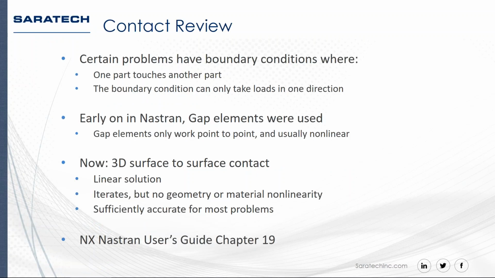In some models, we need to model boundary conditions that exist when one part just touches another part, or when the boundary condition can only take loads in one direction, for example. Early on in Nastran, gap elements were used for this purpose, but they only work point to point and usually require a nonlinear solution as well. Nowadays, Nastran has a 3D surface-to-surface contact method, which can run in a linear solution. It does go through iterations to calculate the contact, as we'll see in the demo, but there is no geometry or material nonlinearity involved here.